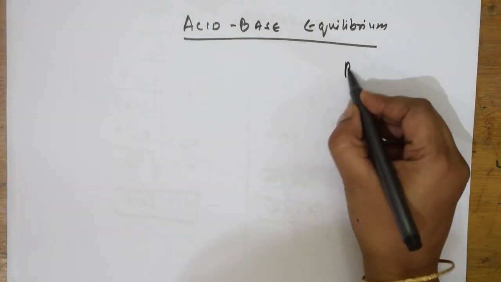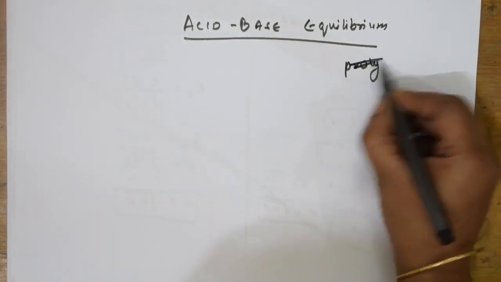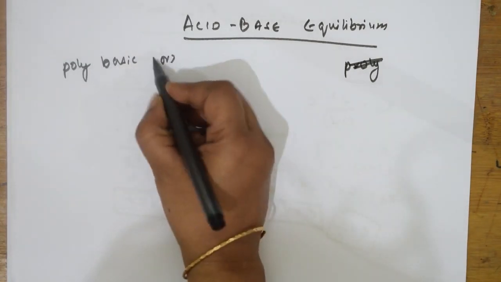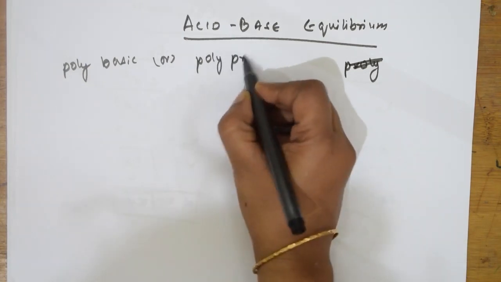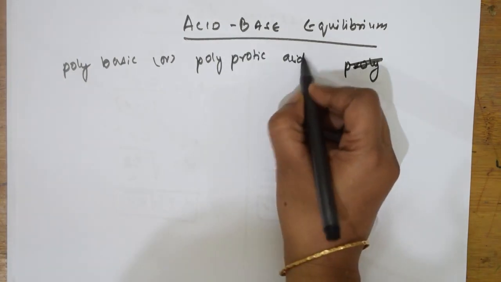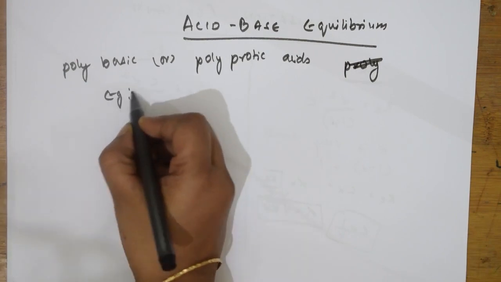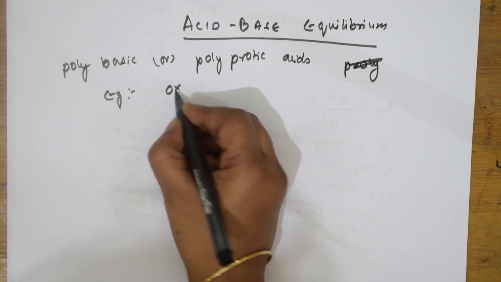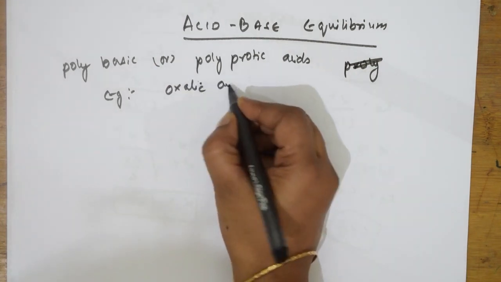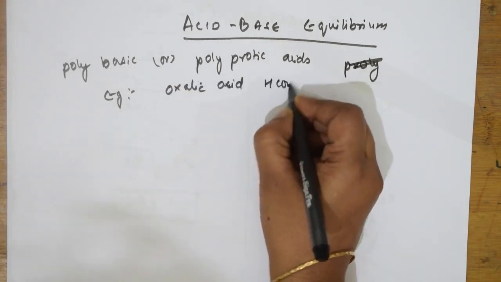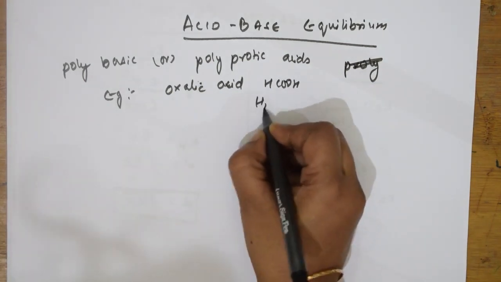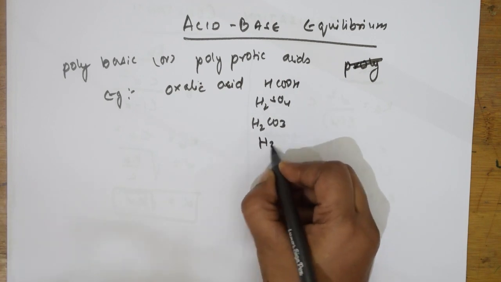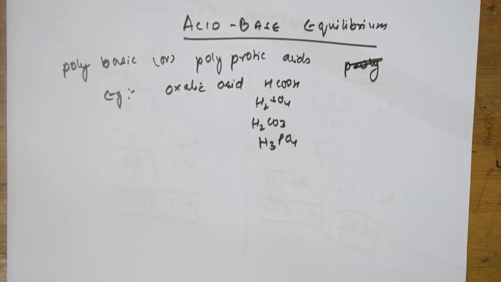Polyprotic acid examples. Polybasic or polyprotic acids. Examples, if they ask you for a 1 mark or 3 marks question: oxalic acid, sulfuric acid, carbonic acid, phosphoric acid. All these are examples.